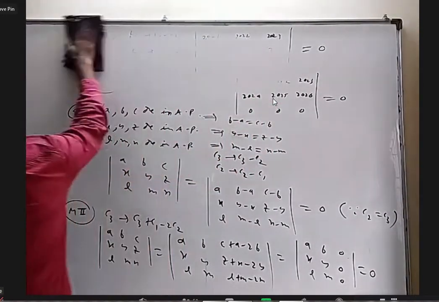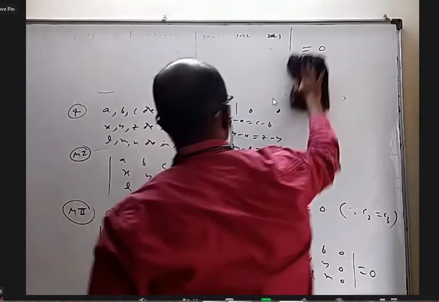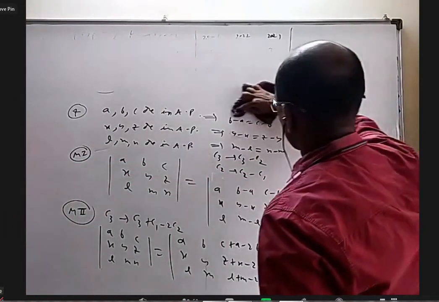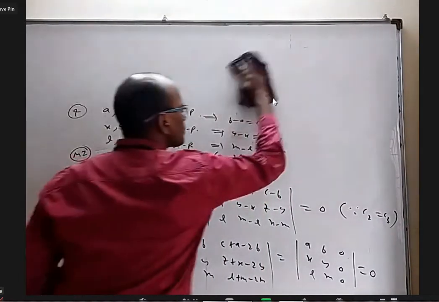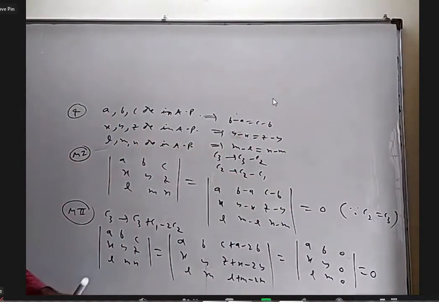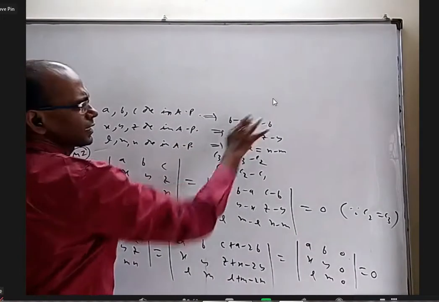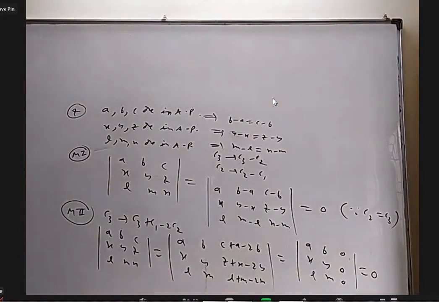Sir, what if rows are in GP? Yeah, we'll come to that. If each row is separately in GP, that is not 0. But if the whole 9 numbers are in one GP, that is 0. That is my next question.